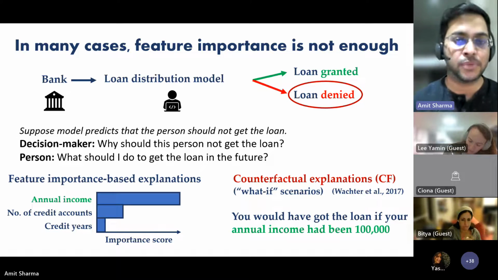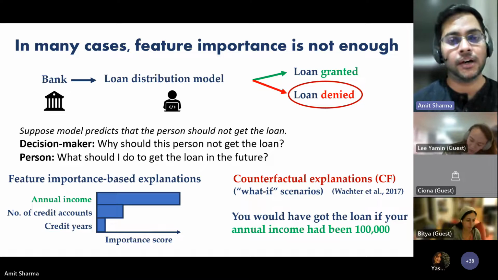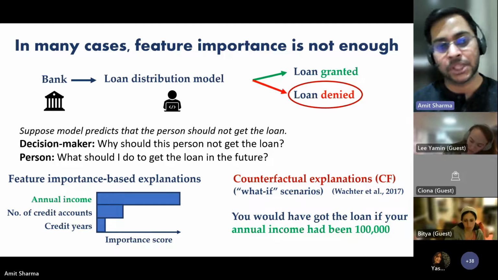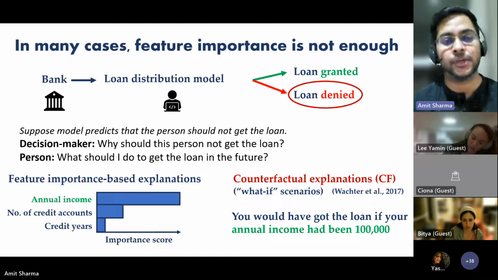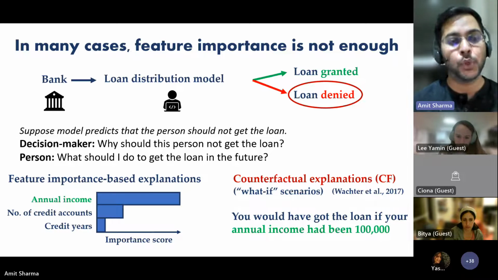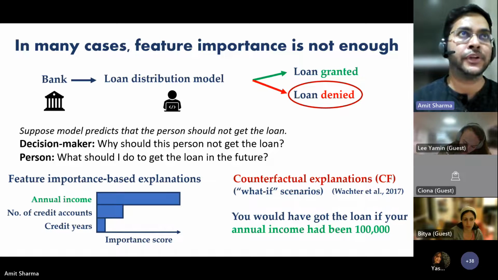Whereas counterfactual explanations are of the kind which will give you what if scenarios. So a counterfactual explanation the bank could have given is that I'm using a machine learning model, and you would have got the loan if your annual income had been 100,000. So notice the difference here. The first one gives you an overall picture, which is useful in many cases, but it doesn't tell you for individual inputs what to do.